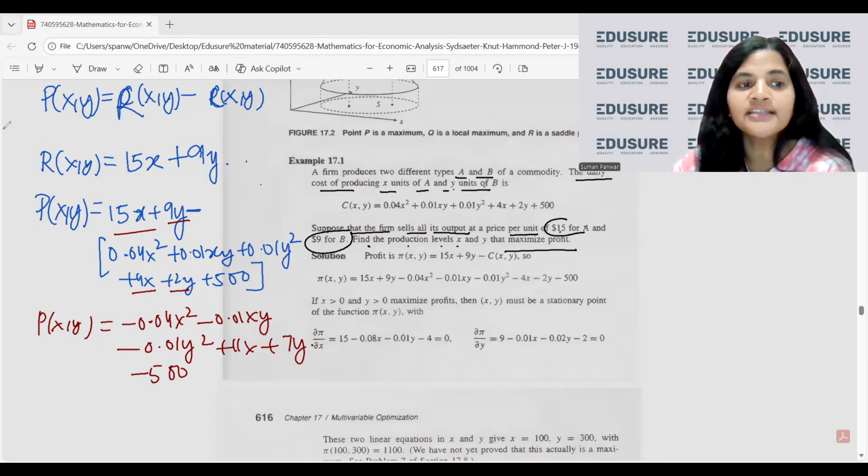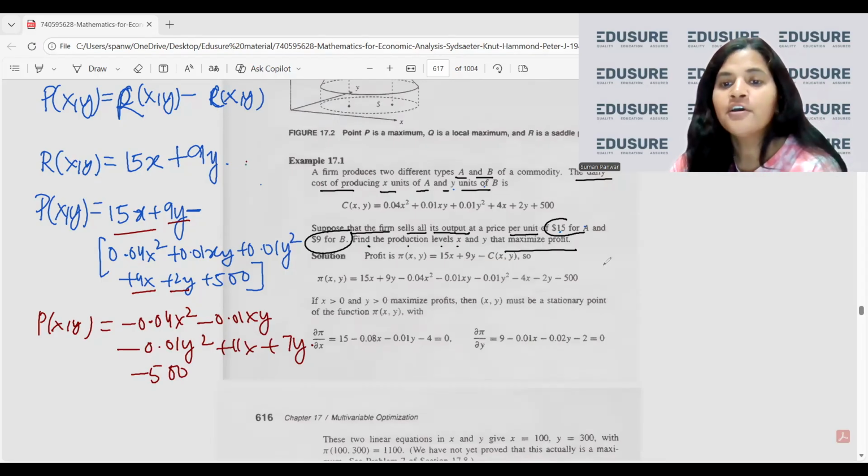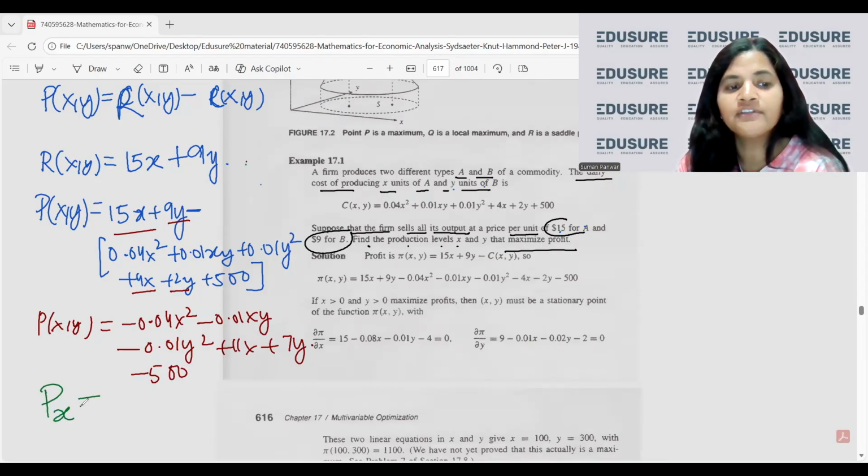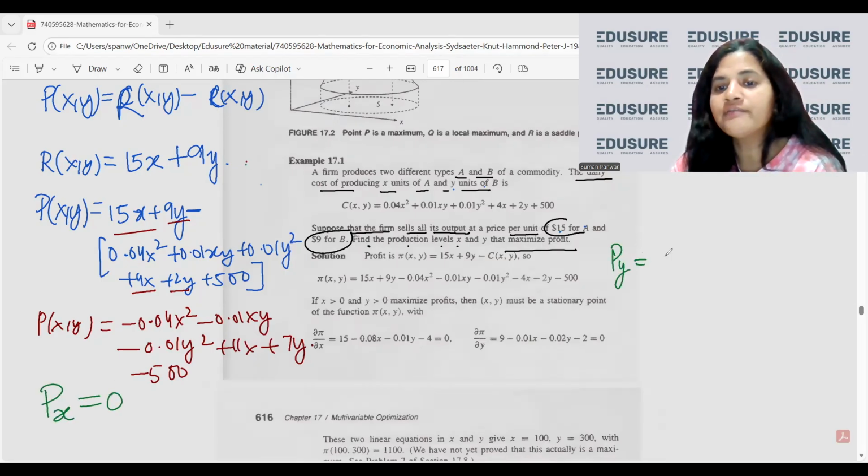So we have just studied the necessary condition for maxima and minima. We want to have maximum profit, so let us have the necessary condition. The necessary condition is that the partial derivative with respect to x should be 0 and the partial derivative with respect to y should be 0.